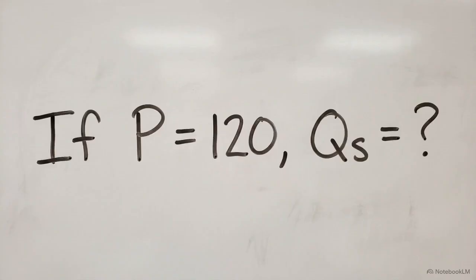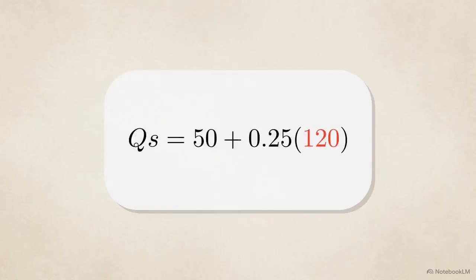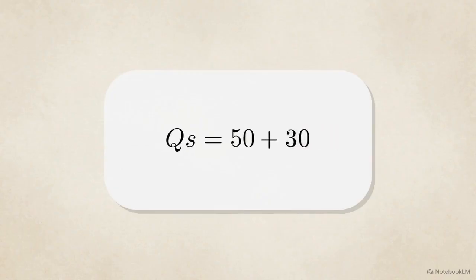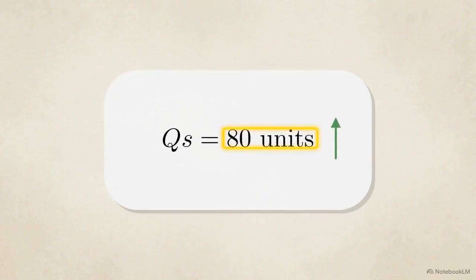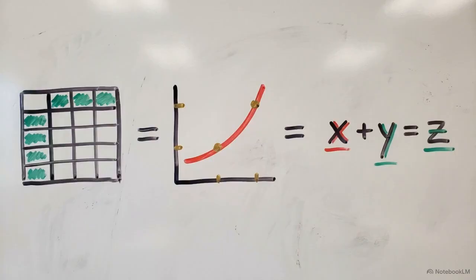Now, see what happens if the price increases to 120. Pause here and calculate the new quantity supplied. Using 120 as our price results in 80 units. Because the quantity rose alongside the price, the calculation confirms the law of supply. Whether we use a table, a graph, or an equation, each method describes the same reality of how producers behave.